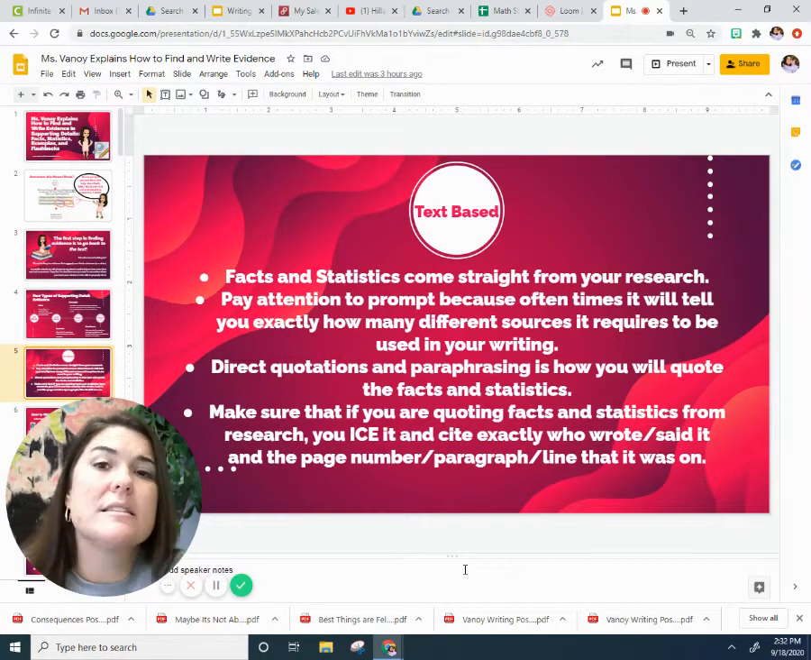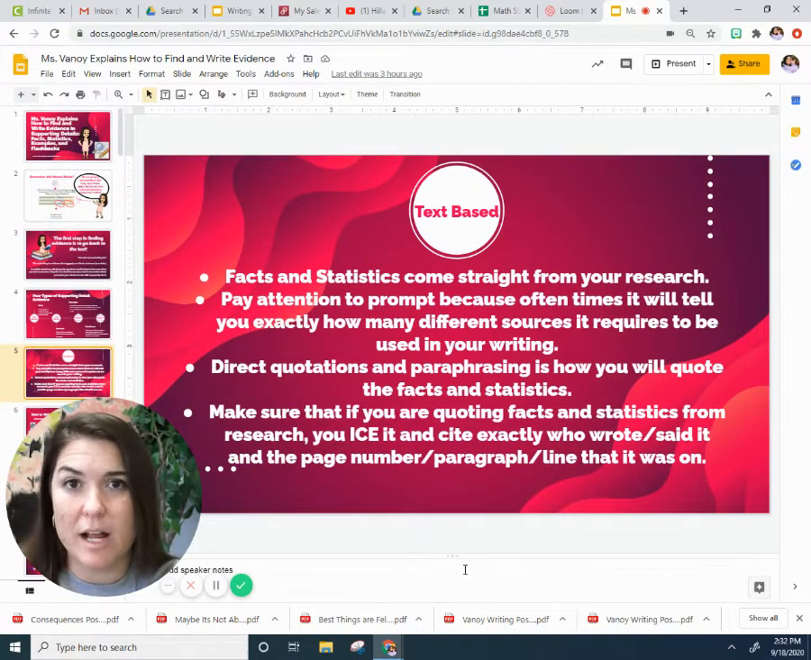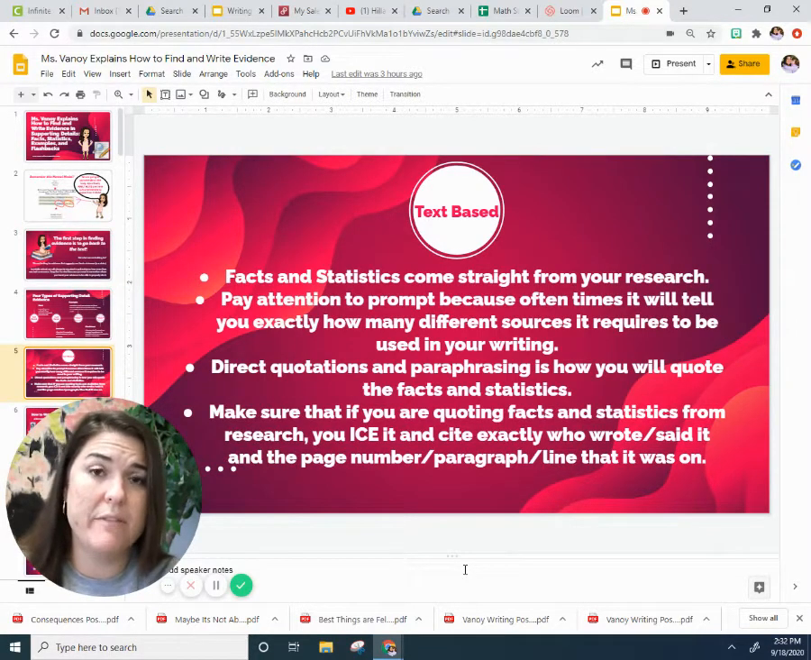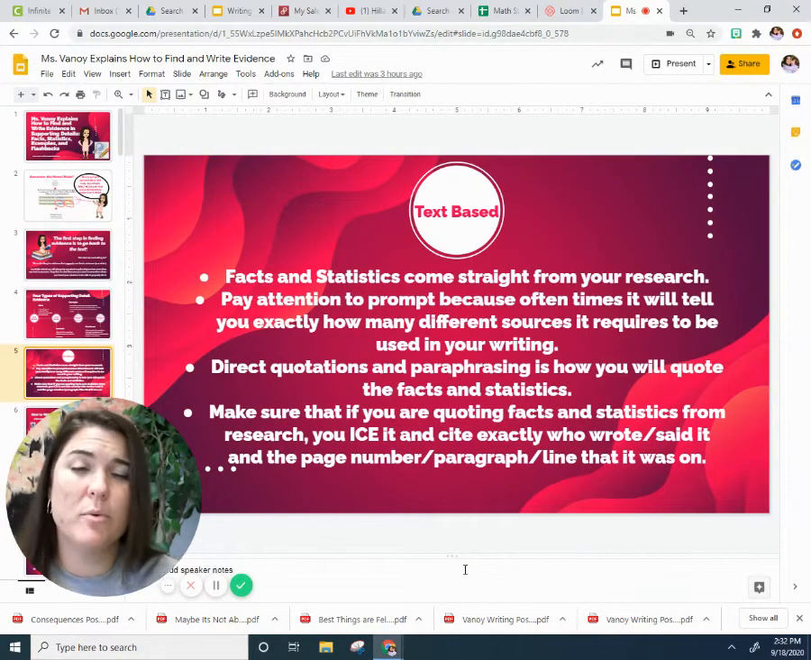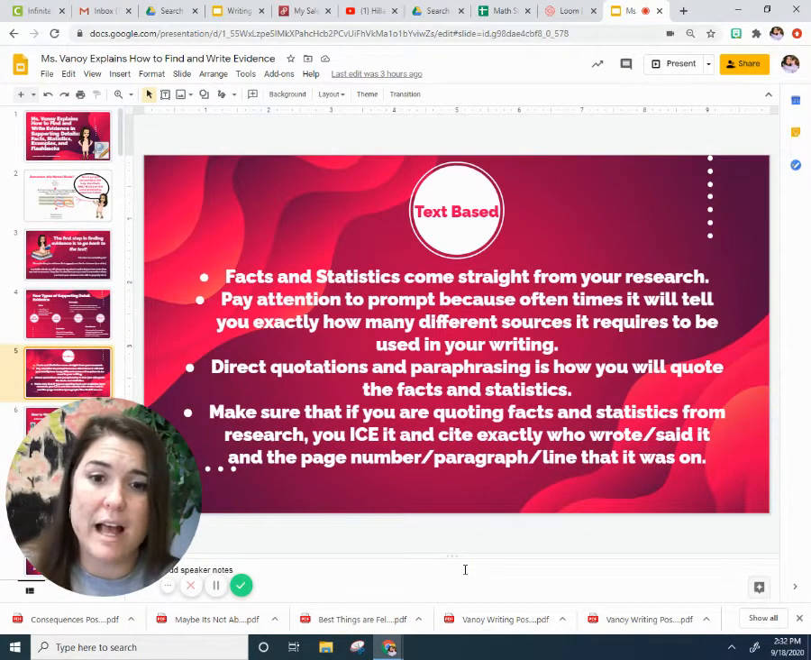Sometimes you'll have 5 pieces of writing to read, 5 pieces of research, and it'll say you've got to read all of them, but you've got to pull at least three pieces of evidence from 3 different sources. So you need to be aware that you're going to have to look for evidence in different sources. That's why it's really important to pay attention to the prompt. Direct quotations and paraphrasing are the main ways that you'll be pulling information when you're looking for facts.